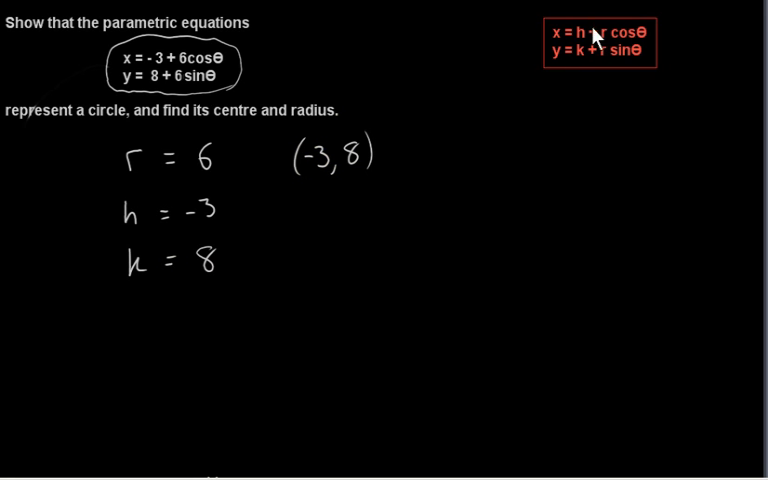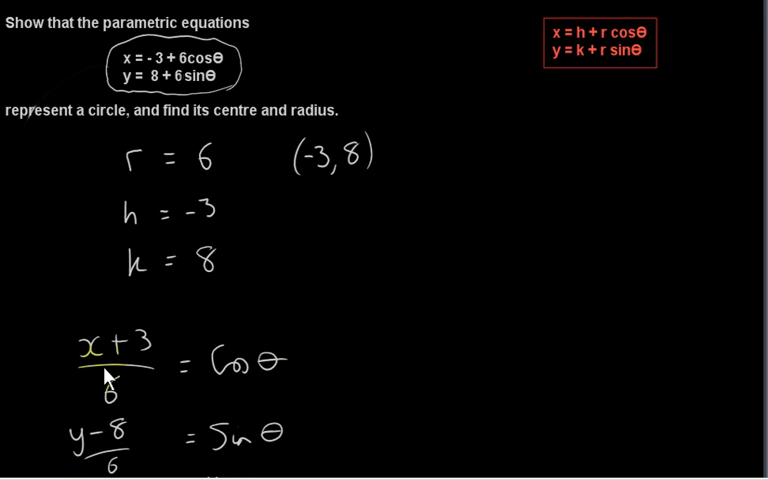Now, if you don't know anything about this general form of the parametric equation of a circle, we can still show that this pair of equations must represent a circle. All we do is we take each equation and rearrange it to try and get cos theta in terms of x and sine theta in terms of y. So if we rearrange the top equation, we see that (x plus 3) over 6 equals cos theta. And rearranging the second equation to make sine theta the subject, we have (y minus 8) divided by 6.